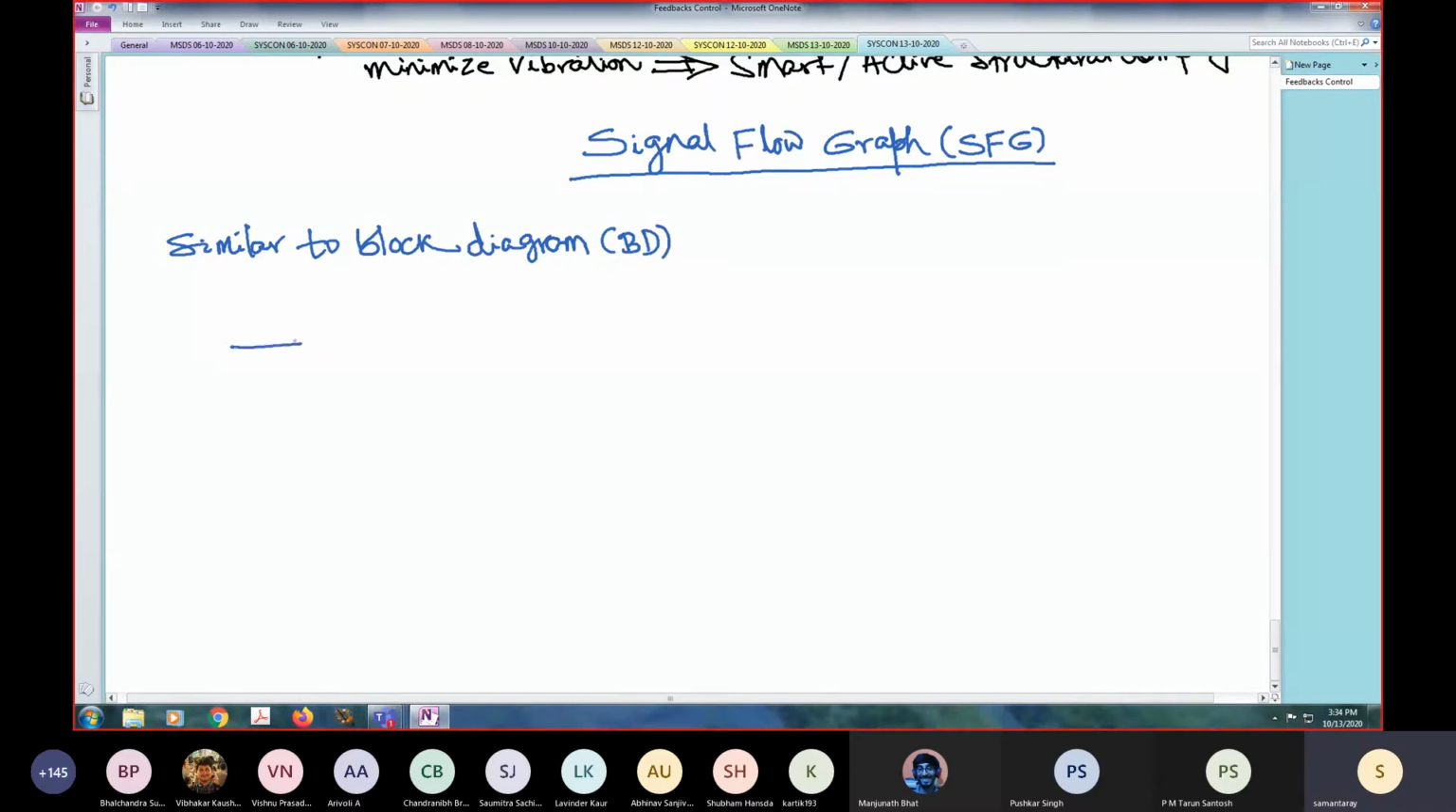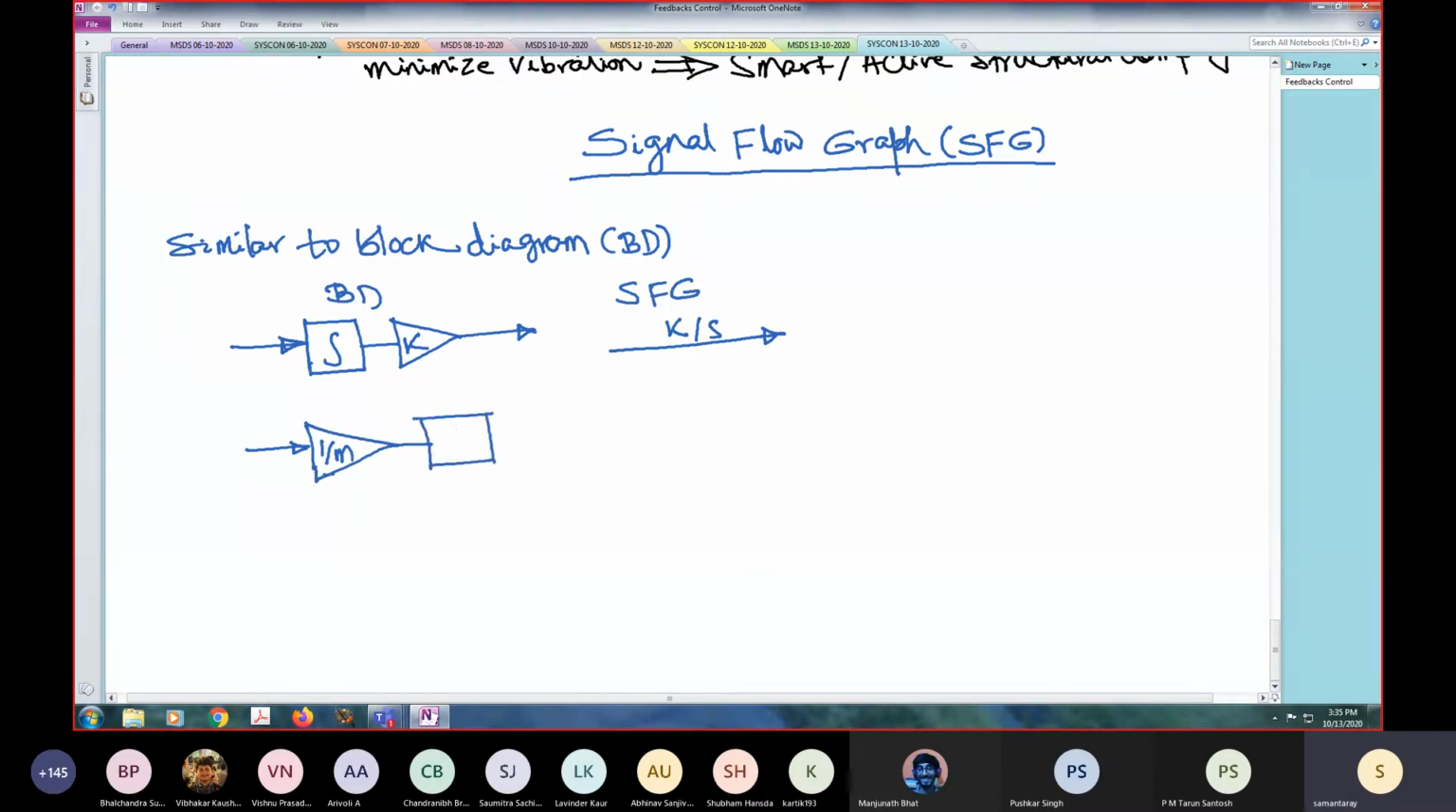Suppose you have a block like this, let's say integration, K. This is BD. In SFG, it will be shown as... integration means 1 by S in Laplace domain. So we will have K by S. That's it. Similarly, if you have mass, 1 by M integral, this sequence doesn't matter. That will be shown as 1 by ms.